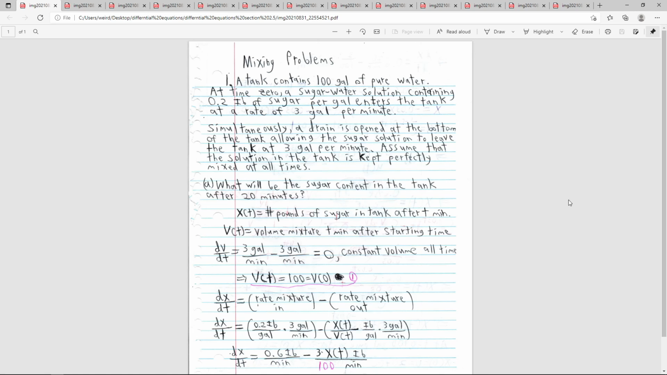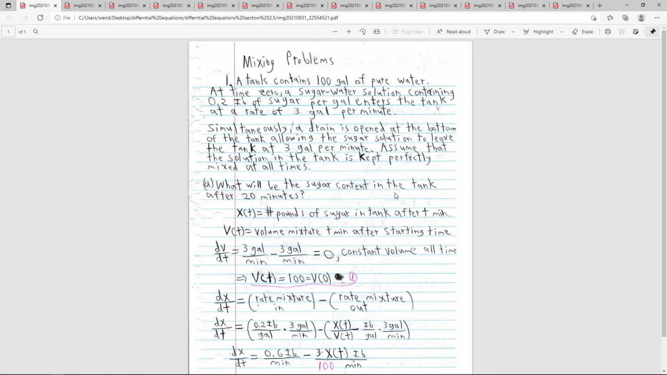And a drain is opened at the bottom of the tank, allowing the sugar solution to leave the tank at 3 gallons per minute, so both of these happen at the same time. Then we assume that the solution in the tank is kept perfectly mixed at all times, as an addendum, and I think that's a general rule for these types of problems anyway. Find the sugar content in the tank after 20 minutes.